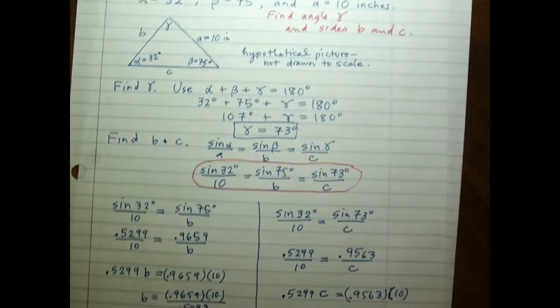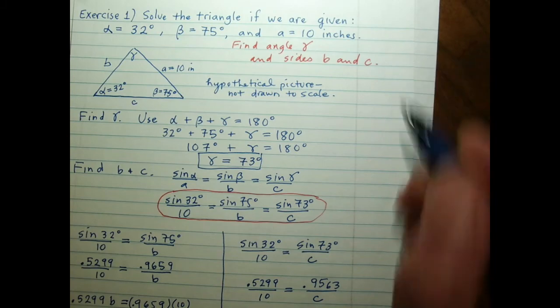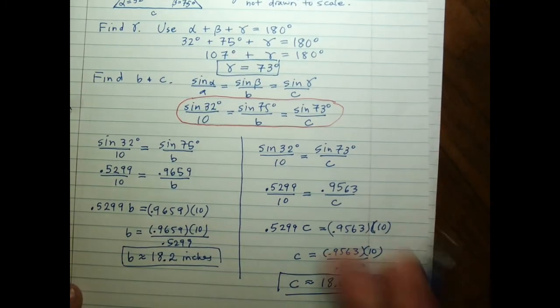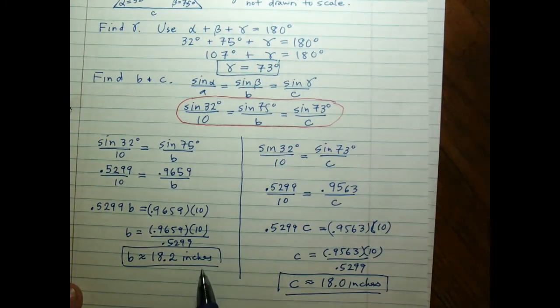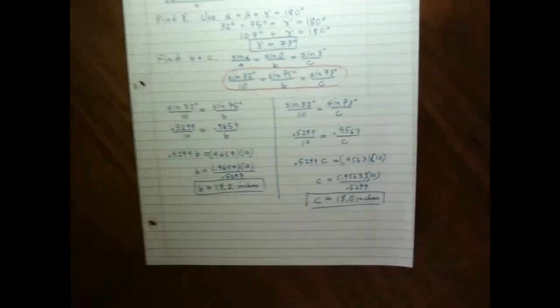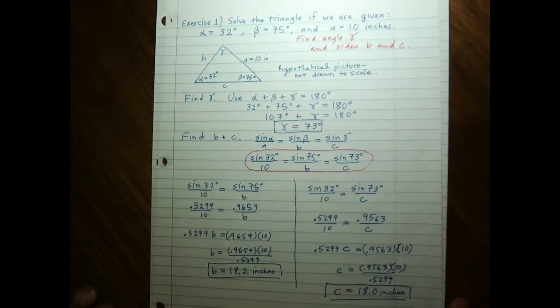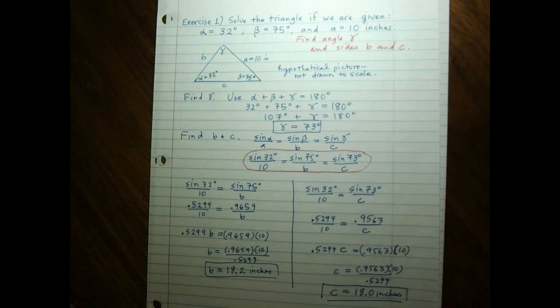So let's see, we had to find angle gamma, sides B and C. We got angle gamma right here, sides B and C right here. We got this one solved for. I'm going to raise up a little bit to get the whole problem on the screen. And I think I'll stop this video here now. This was the easiest one. We're going to look at some more complicated situations in the next few exercises.